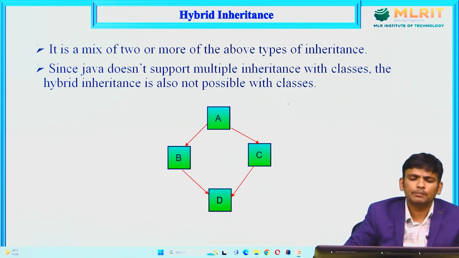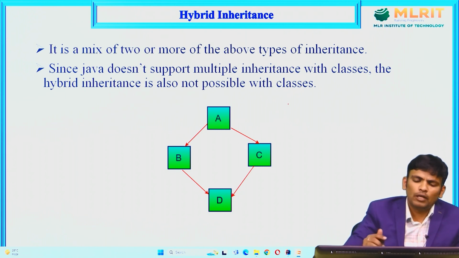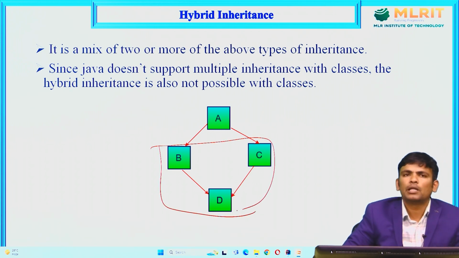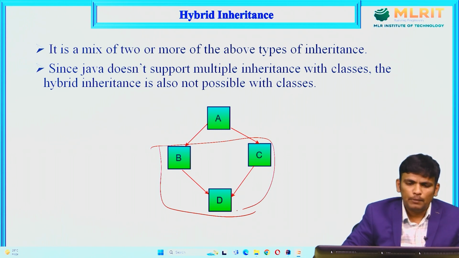And so with respect to classes, hybrid inheritance is not possible in Java. Here the multiple inheritance concept is there. As we know, multiple inheritance is not possible with Java classes, but using interfaces you can achieve multiple inheritance. But the hybrid inheritance concept is not possible. Suppose you are using multiple inheritance in the hybrid, so it is not possible. Hybrid inheritance.